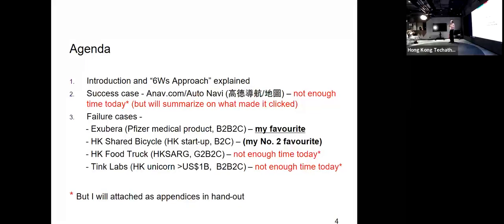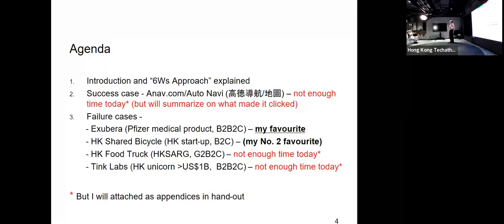Because my belief is that we can always learn more from people's failure. So I'll be sharing with you two of my favorites. The Exubera, which is a drug. And then the other is Hong Kong Bicycle, which we are all familiar with in Hong Kong. The reason for sharing the Exubera is that even though we do not have a medical or biology background in our study or in our work, we should be able to understand and know why it doesn't work. But somehow Pfizer did not.